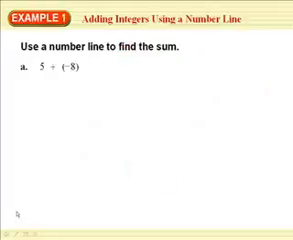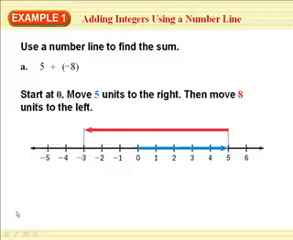The next slide has us doing the first example. It talks about adding, on page 63, and using a number line to add. On a number line, we always start at 0. This is going to be our starting point right here at 0. You start with the first number. Whenever you see a positive number, that means you always go to the right. Notice we traveled to the right 5 places.